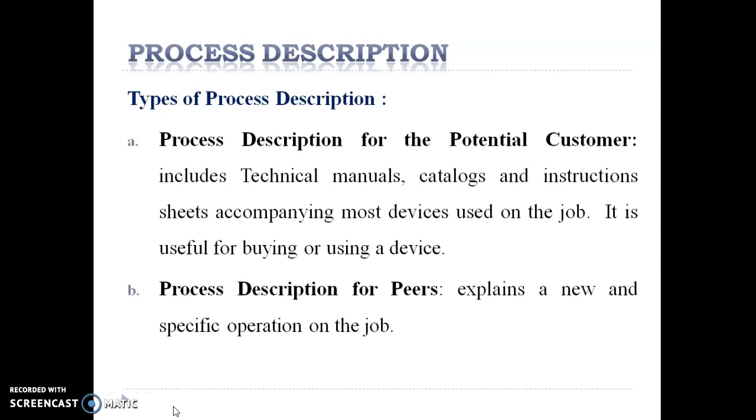The third one is a process description for peers. It explains new and specific operations on the job, especially if you're new to a particular company and you're still learning the new operations that are carried out in your company. The process descriptions for peers can help you. They're called work manuals, so they can guide you in carrying out the specific operations.